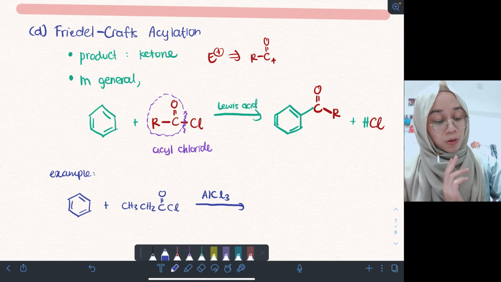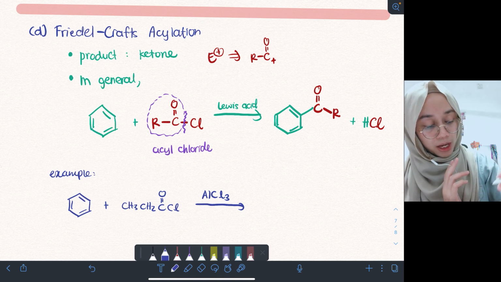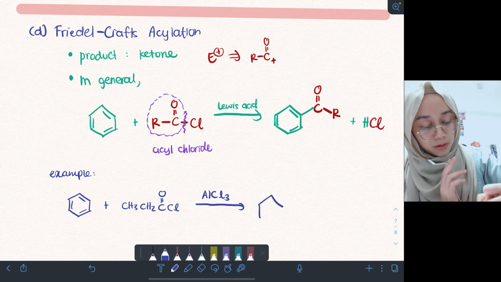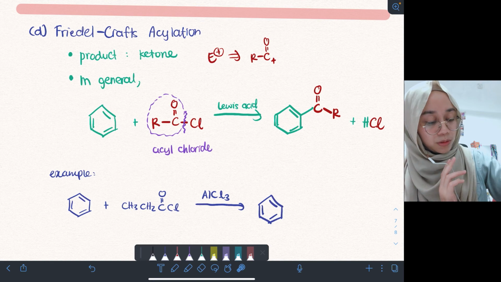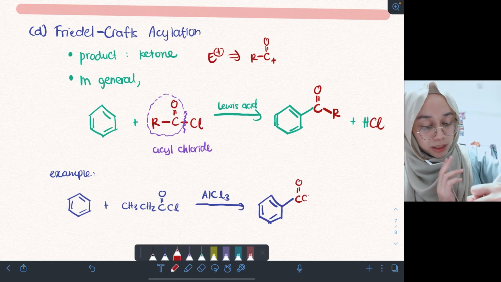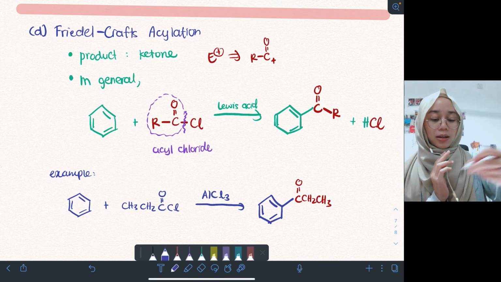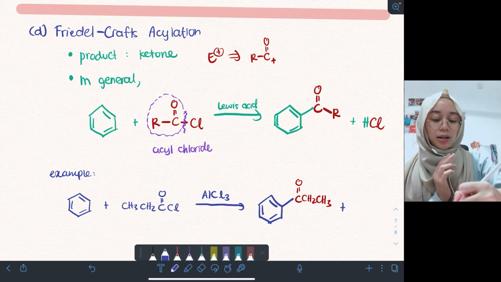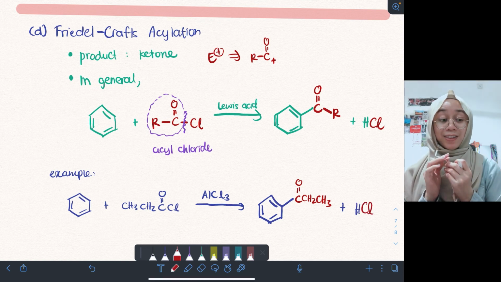Okay, so kita kasih remove Cl tu kan, dan kita kasih remove H. Therefore you flip the whole thing then. Okay, you flip this whole thing. Okay, flipkan structure tersebut supaya senang kamu nak lukis. So C double bond O dan CH2 CH3. Okay, and then yang dia punya side product adalah HCl. Okay, so we're done here.